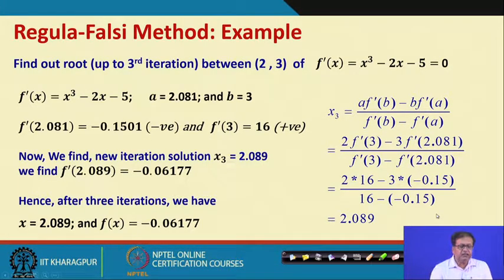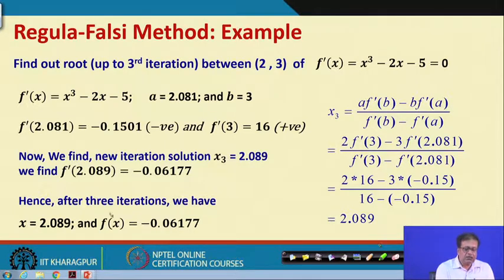Let us move further. At the next iteration again we put 2.081, we find minus 0.1501 and f dash 3 equal to 16, and again the computation shows 2.089. So, the new value is minus 0.06177. So, that is what we get after 3 iterations, x equal to 2.089 and f dash x equal to minus 0.06177. Is it all right?